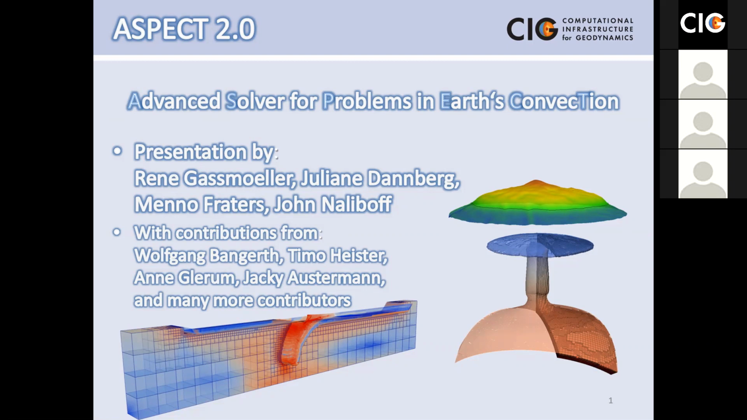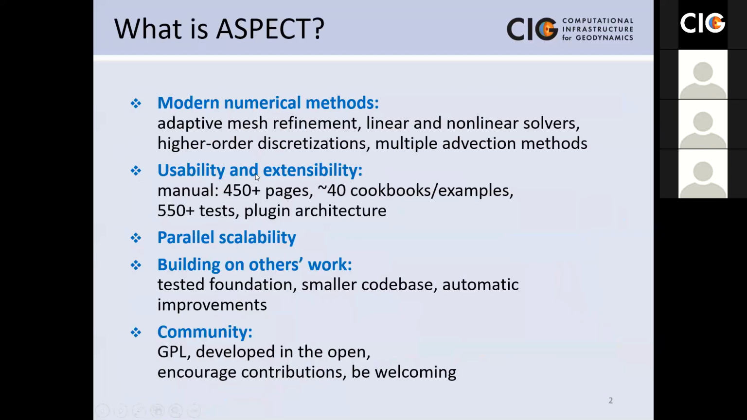ASPECT stands for the Advanced Solver for Problems in Earth's Convection. Before we come to the new features of this release, I would quickly review what ASPECT is about. ASPECT is a code that tries to use modern numerical methods such as adaptive mesh refinement, linear and nonlinear solvers, higher order discretizations, and offers multiple ways to advect information through the domain. We try to focus on usability and extensibility of the code, in particular by providing a big manual. We now have around 40 cookbooks or example models that you can use to start your own models from.